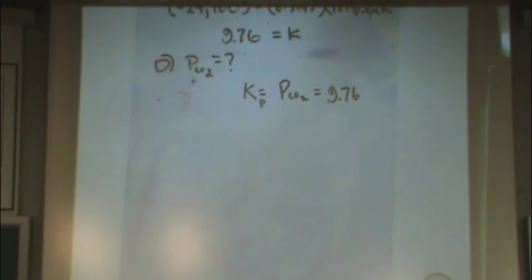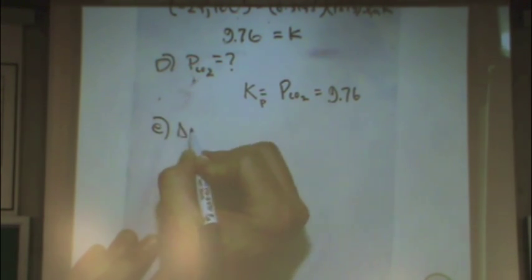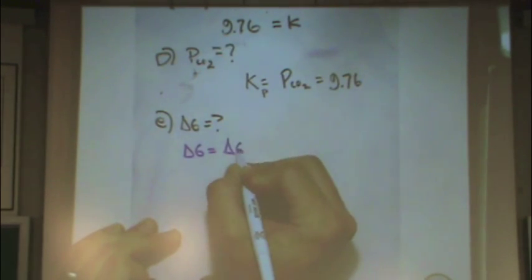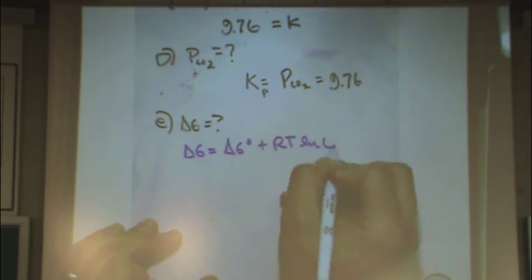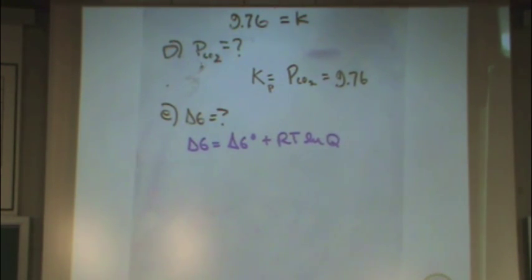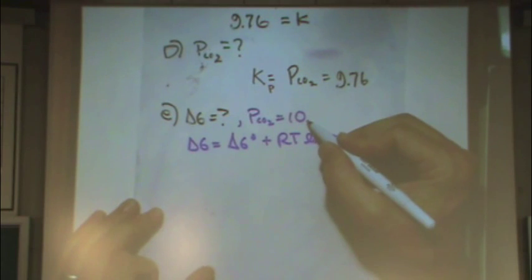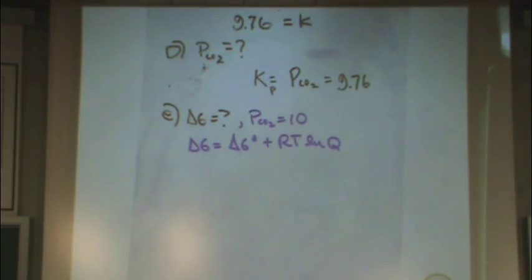Okay, E. What is delta G? And specifically, notice there's no standard here. So this is the other formula for delta G. Let me write that down. Delta G is delta G standard plus RT ln Q. And it gives us the partial pressure of CO2. Partial pressure of CO2 is 10. So we're going to change it from 9.76 to 10. It definitely can be 9.76 because that's the equilibrium partial pressure. Remember, Q represents partial pressures not at equilibrium, or concentrations not at equilibrium.